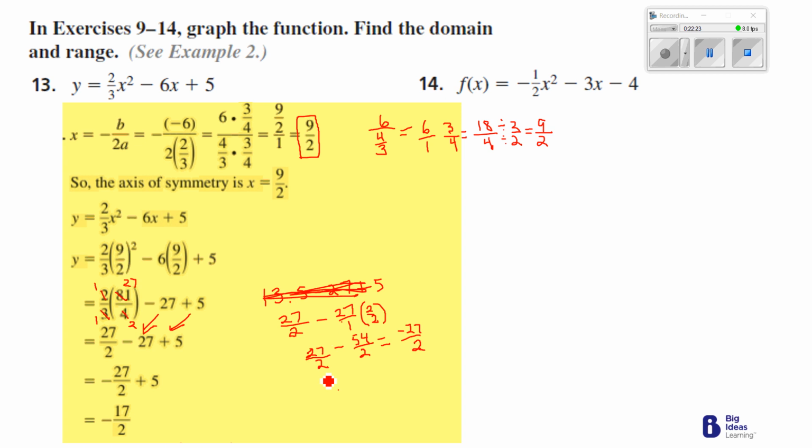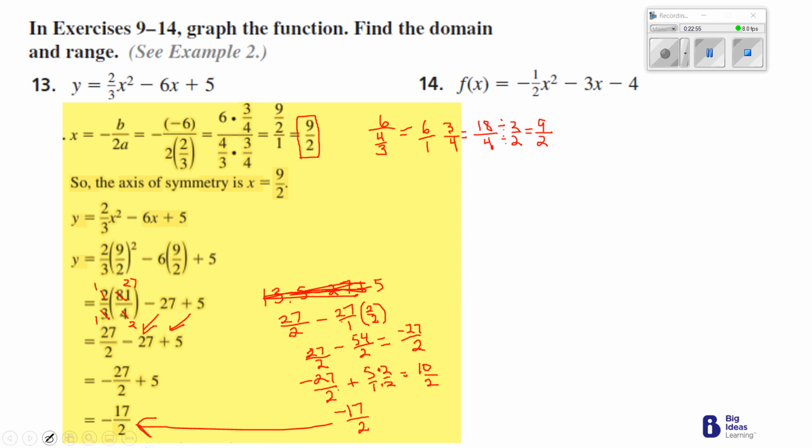They're taking this negative 27 over 2. They needed to add 5. So what they're doing is taking 5 over 1 and multiplying it by 2 over 2. That's going to give me 10 over 2. So when they're taking negative 27 plus 10, they're getting a negative 17 over 2. And now you can see where they got that from. Okay? All right, now you know where they got all the numbers.